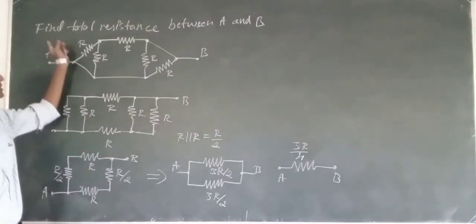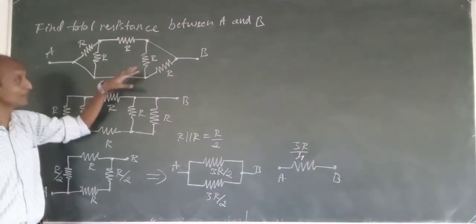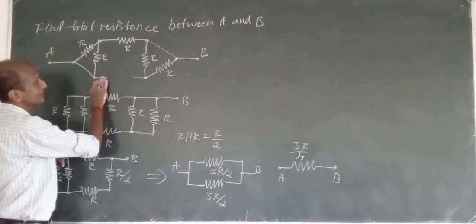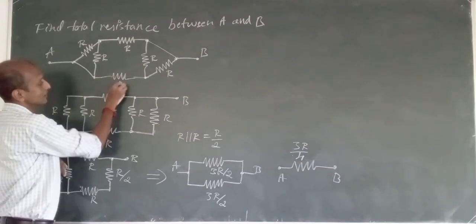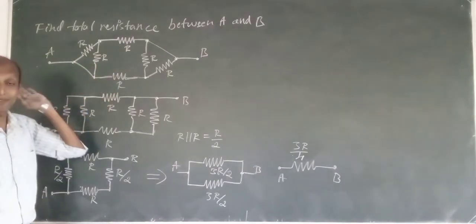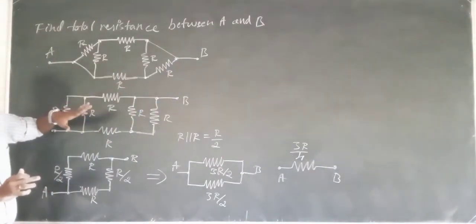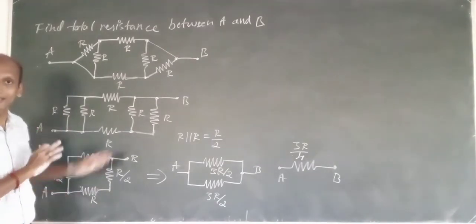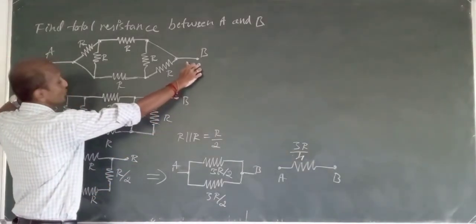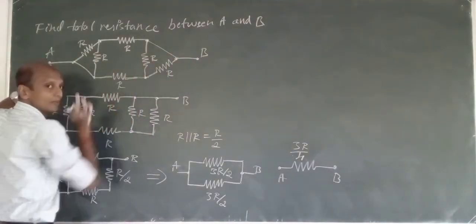Fine. Now we have a question to find the total resistance between A and B. Here we have a network, or a circuit, with 1, 2, 3, 4, 5 resistances, and another resistance here, R. So we have 6 resistances in this circuit, and our question is to find the total resistance between point A and point B. So this is our question.